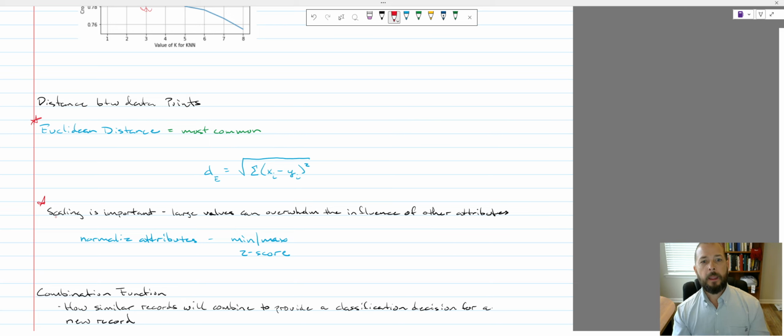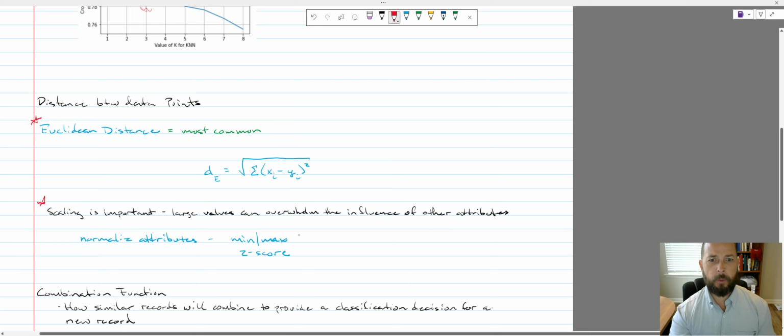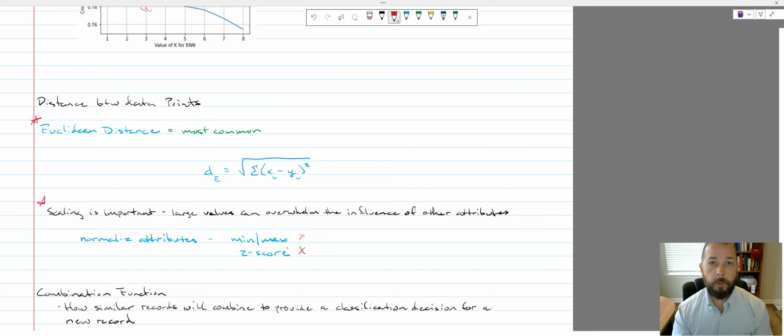And so we want to minimize the impact of those large values by normalizing our individual attributes. We talked about this when we discussed pre-processing. A couple of ways to do that are min-max normalization and z-score normalization. Those are two common ways of normalizing your attributes and putting them on the same scale so that one doesn't influence the model more than the other.